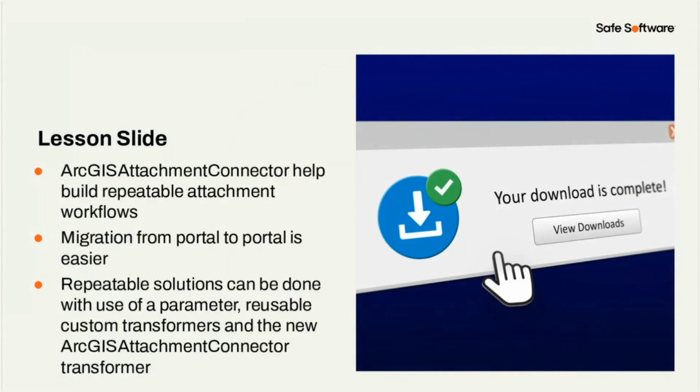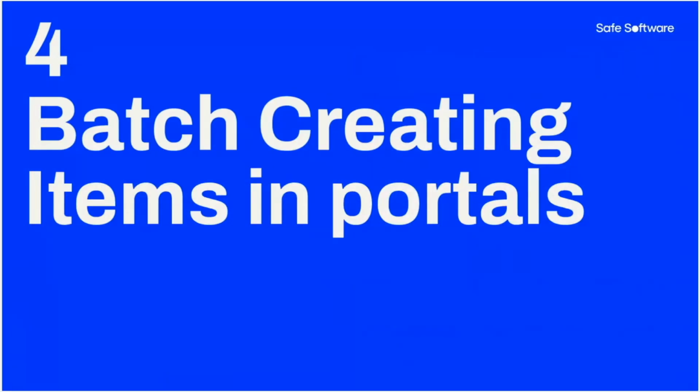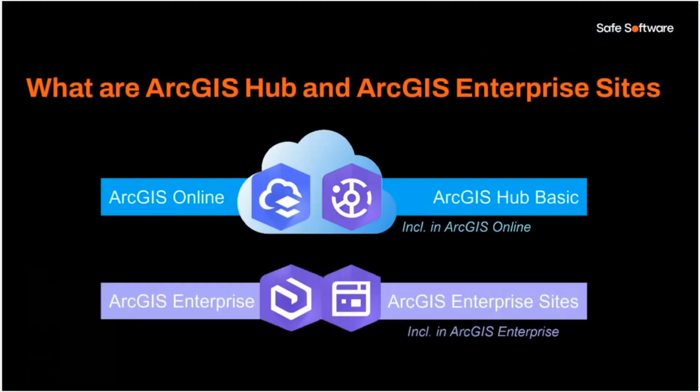Right. Next section: batch creating items in portal. When I refer to portals, it could be either ArcGIS Online or ArcGIS Enterprise. Hubs and sites are part of the ArcGIS system, and they're designed to help organizations share geographic information with the public or internal stakeholders through user-friendly web interfaces.